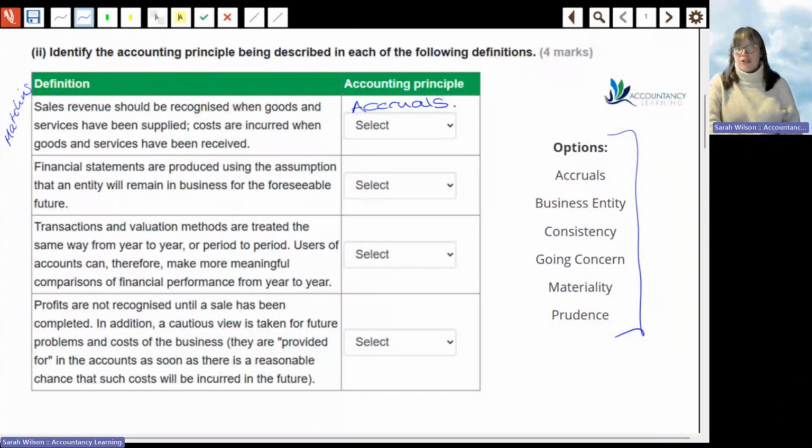Financial statements are produced using the assumption that an entity will remain in business for the foreseeable future. So there's a key bit there, foreseeable future. That means, is it going to continue going? Is it going to continue running and remaining in business? And if you notice, in those sentences I said there was a word going, because we're going to be talking about going concern. Is that business going to continue trading in the foreseeable future?